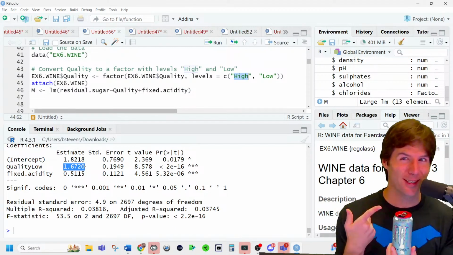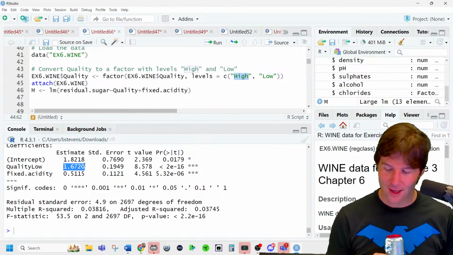You might think a monster drink could be a low quality wine, but actually it has 0 sugar, so it's high quality. It doesn't work that way. It's not cause and effect. Is this making sense, Evan?